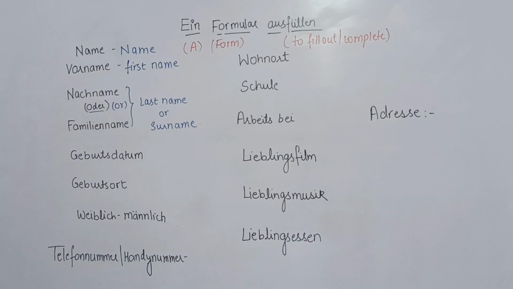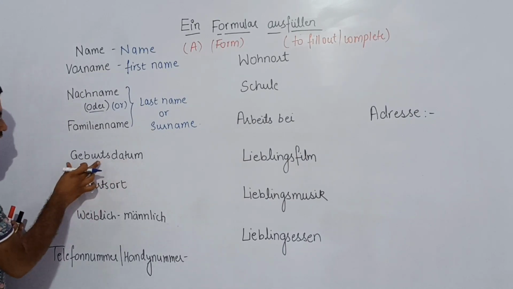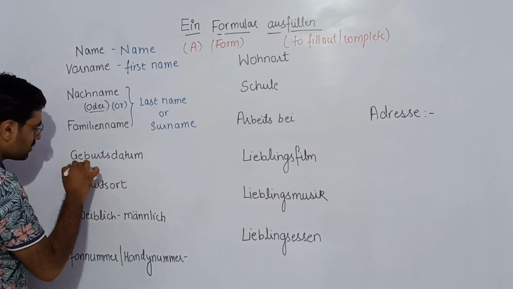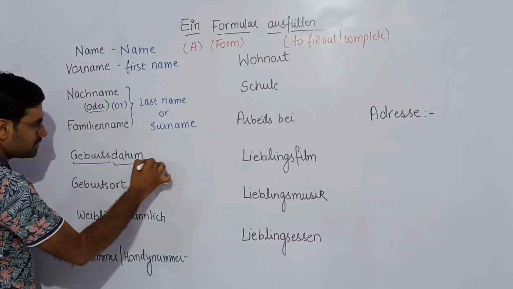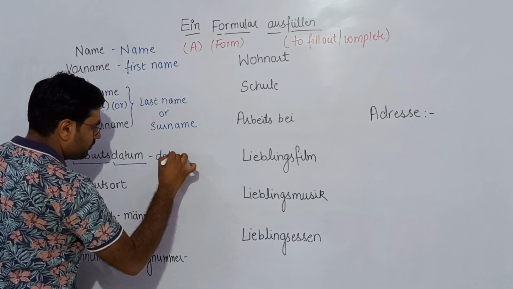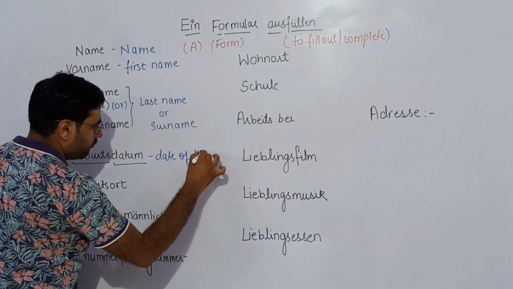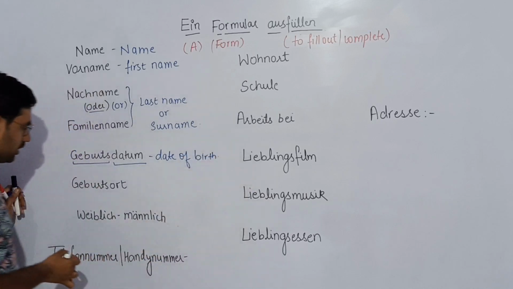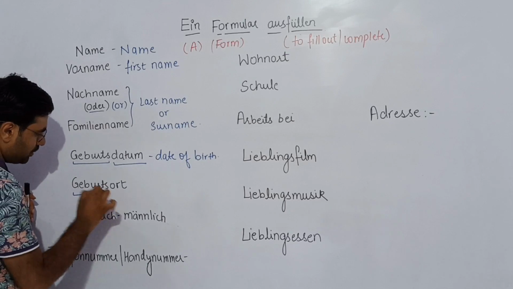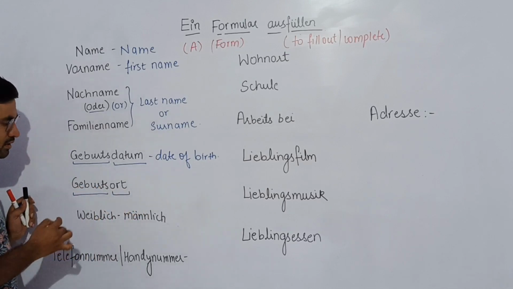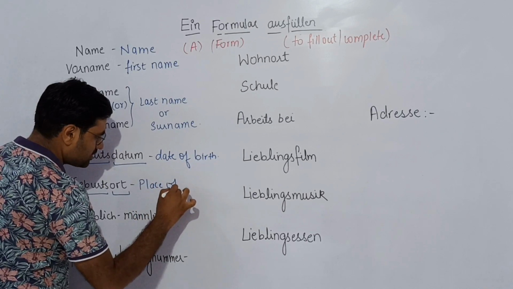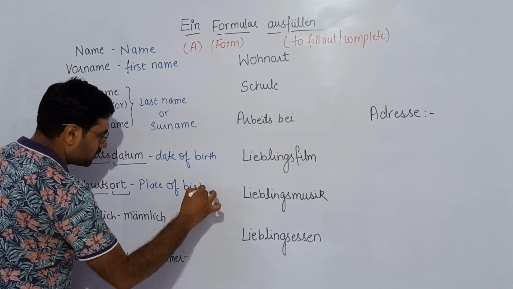Next thing, Geburtsdatum. Geburt means birth and Datum means date, so this is date of birth. Geburtsort. Geburt means birth and Ort means place, so this is your place of birth.